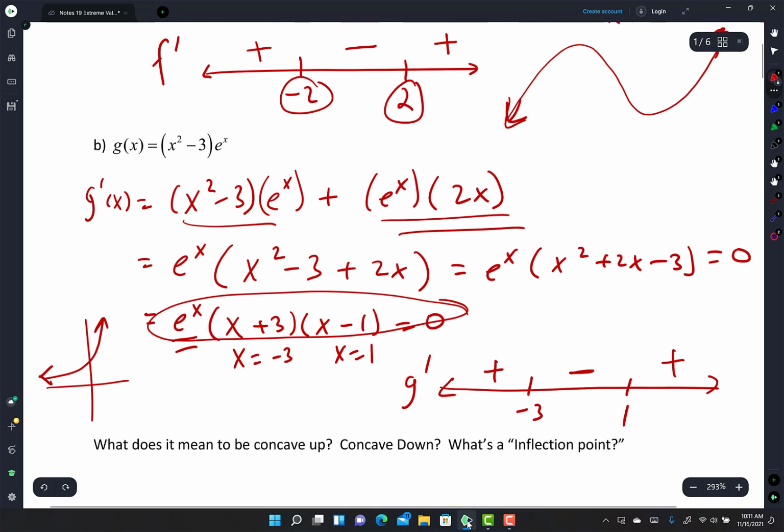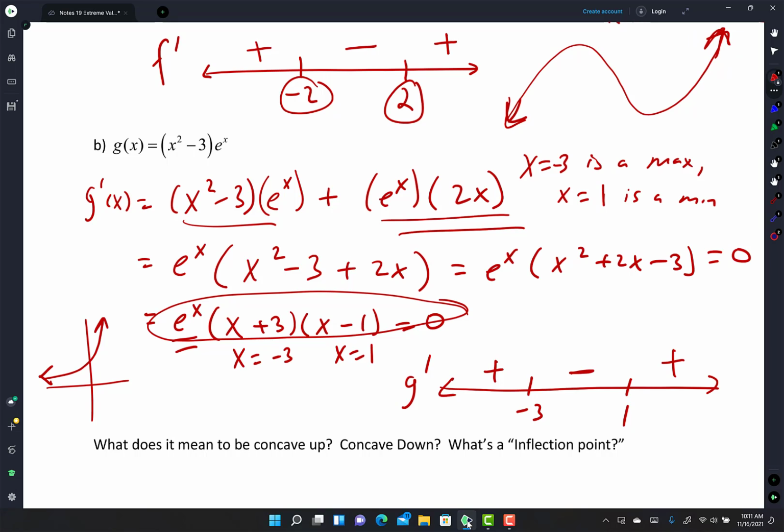So let's write that down somewhere. Right here. X equals negative 3 is a max, sorry, x equals 1 is a min. And they're both local, not absolute, because I see this going down forever and going up forever. Just like letter A.